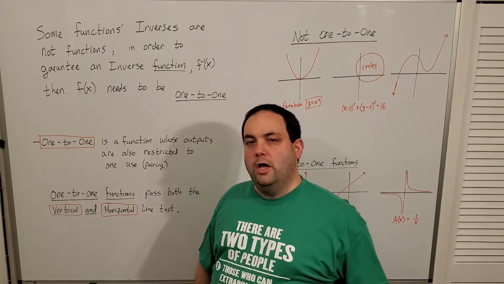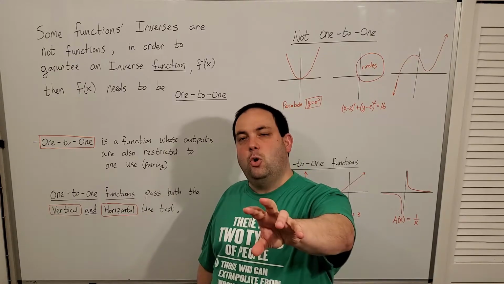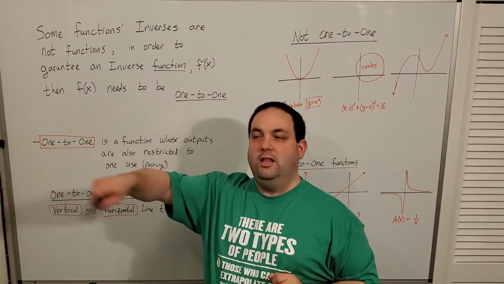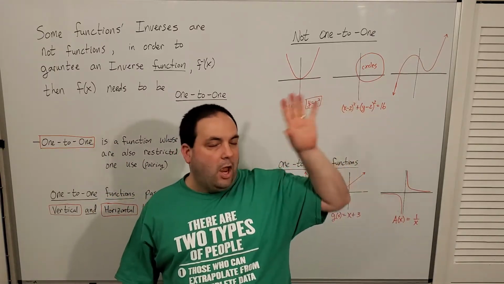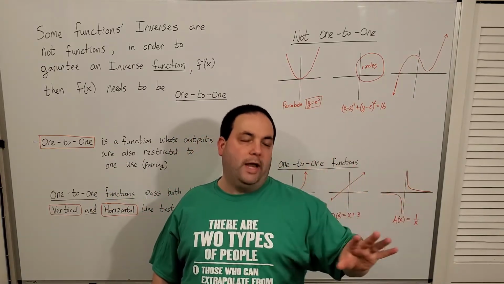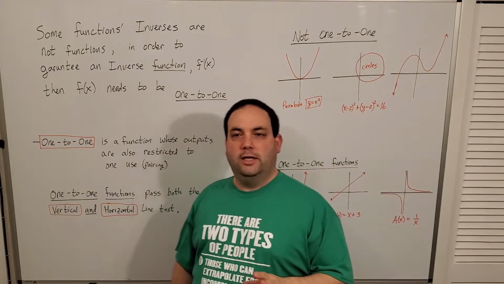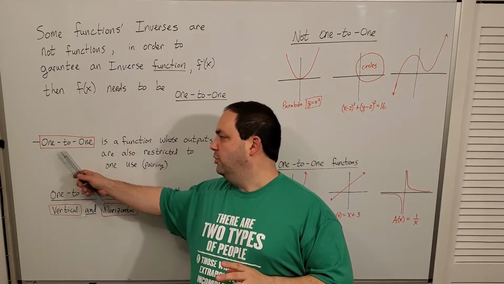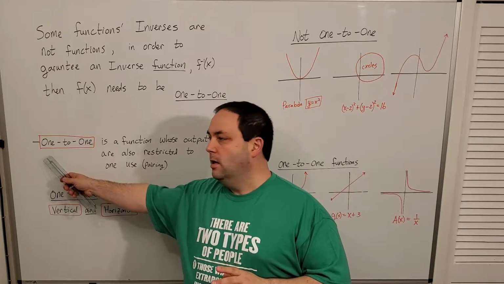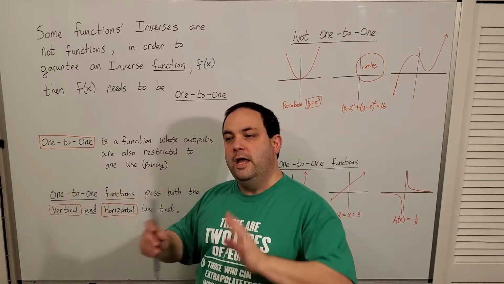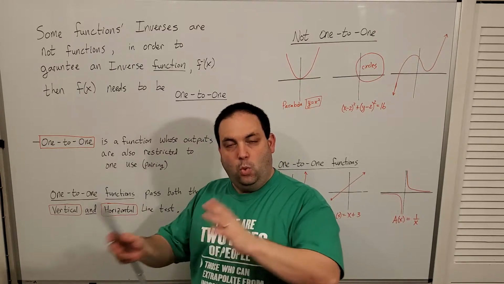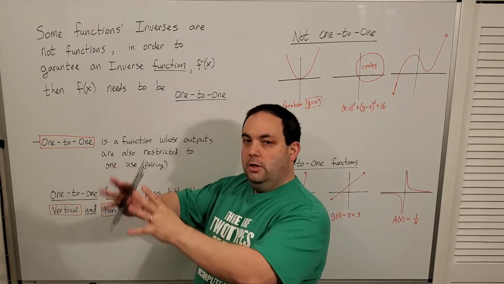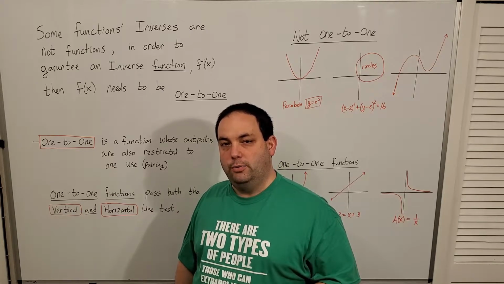Now, one-to-one is a special category of functions. They still have the restriction on the domain, one use only, but now they also have the restriction on the range as well, one use only. Hence the term one-to-one: one x paired to one y, and then those are shuffled off and not used again. So it's one use and one use, and you're done with that particular input and output.